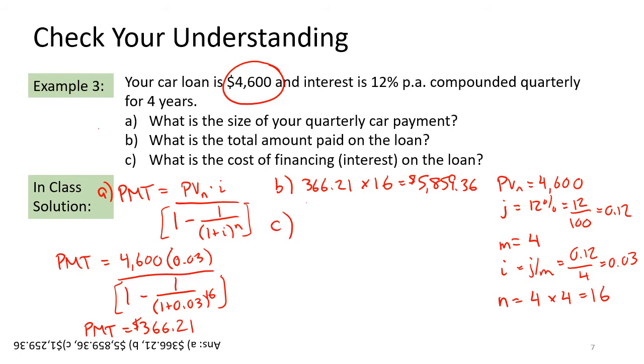So in part C, what is the total cost of financing, or the interest? It's just the difference, $5,859.36 minus the amount you were given as your loan, so $4,600, which gives you $1,259.36. Okay, so in this case, it's costing you a lot of money. Okay, almost $1,300 for a car loan of $4,600.